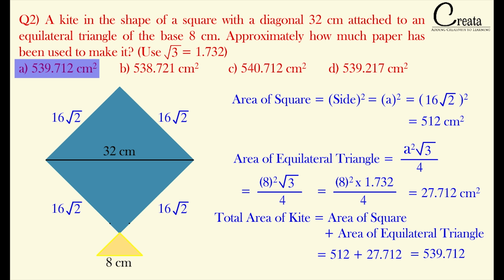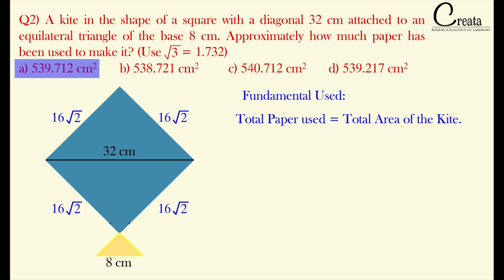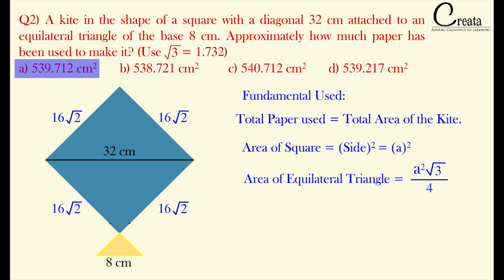So the fundamentals that we have used to solve this question are, the first fundamental is that the total paper used to form this kite is equal to the total area of the kite. Secondly, we have used the area of the square as side square and the area of the triangle as root 3 by 4 a square. Got it? Let's move to the next question.